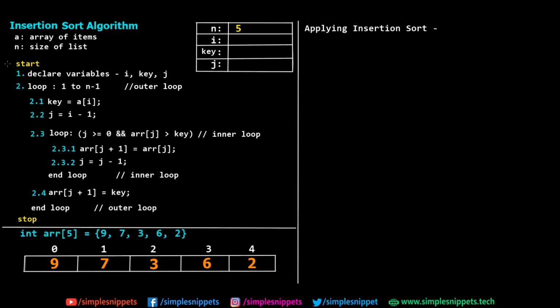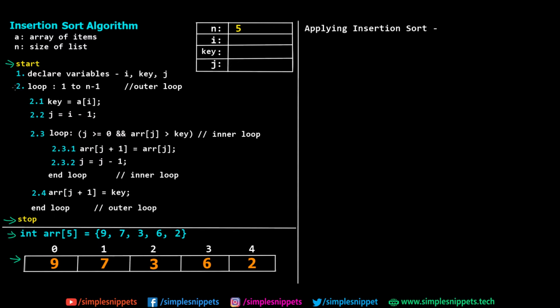Okay, so this is the algorithm starting from the start point to the stop point. There are certain variables that we've created, and the array that we are going to use is an integer array, which you can see over here. It is having a size 5 and it has 5 integer elements 9, 7, 3, 6, 2. Okay, so this is that array and we are going to apply this insertion sort on this array. Okay, so this is the entire algorithm.